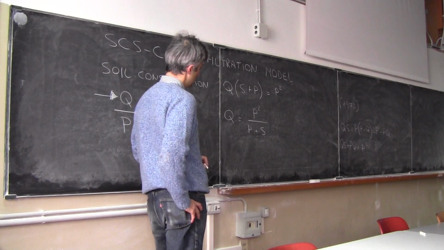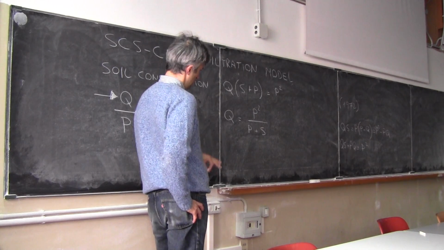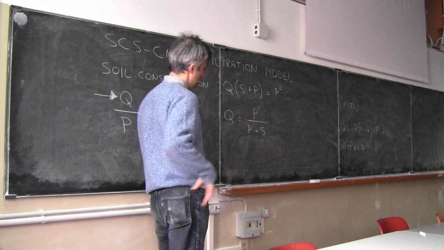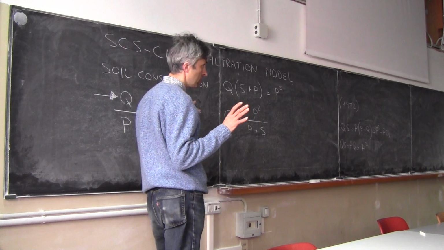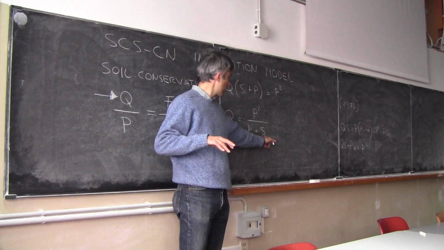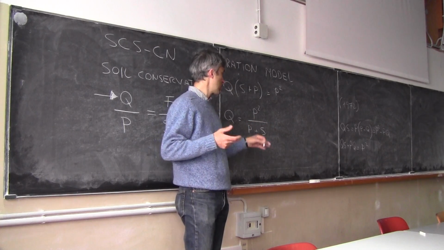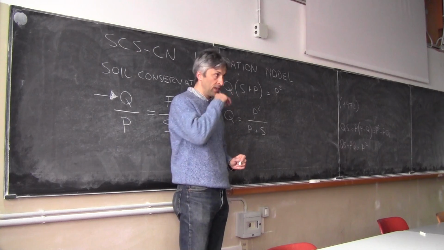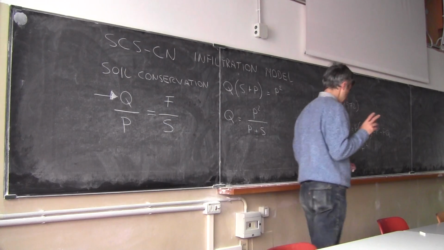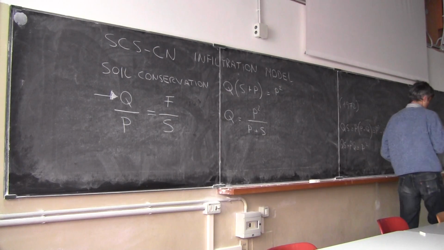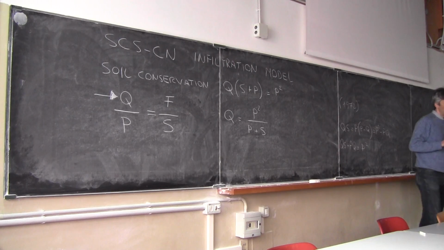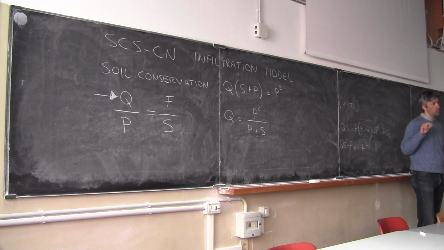Okay, of course we still have some issues to deal with, and the first issue is related to the estimation of S, because we have rainfall but we don't have S. And also there is another issue that I'm now introducing, which is related to what is called initial abstraction that takes into account interception.